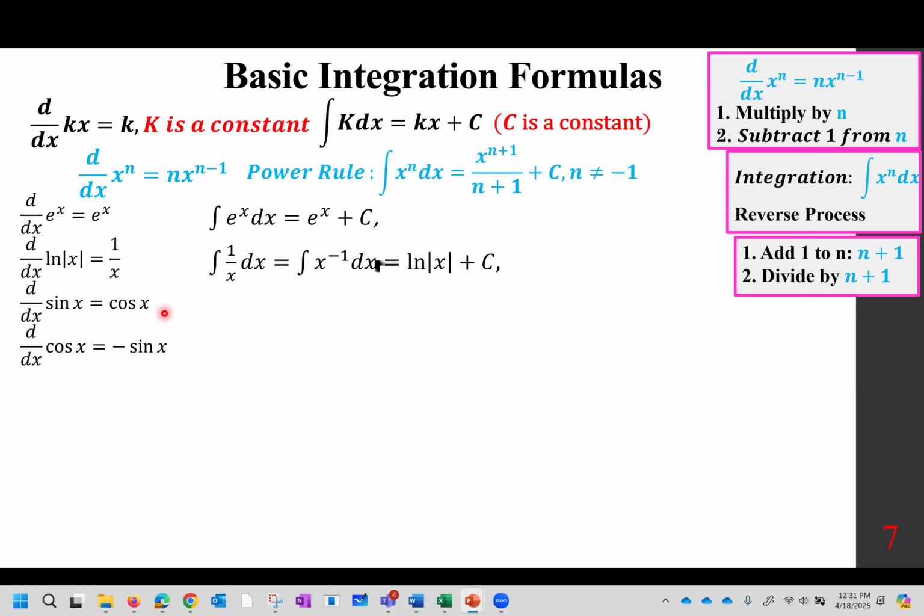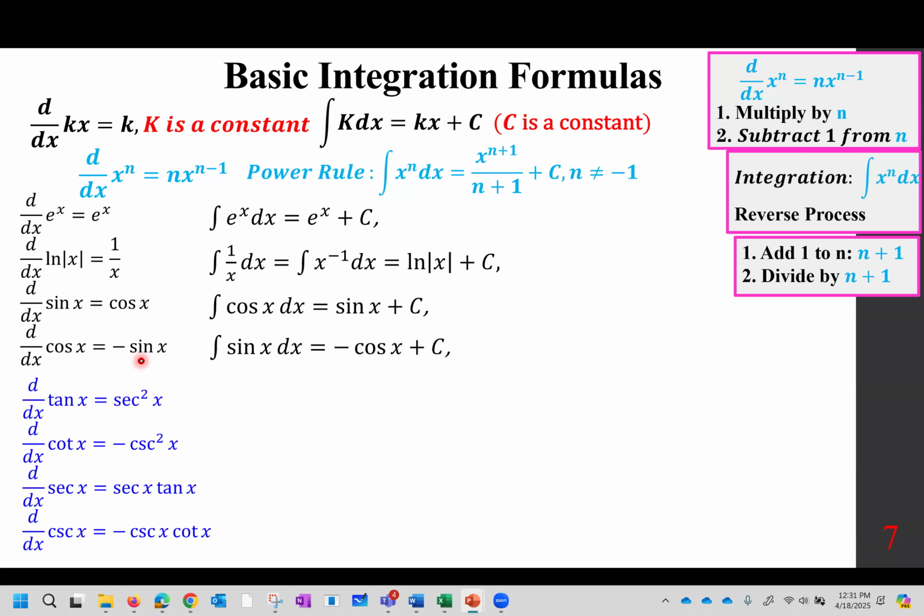I want to go this route. If the derivative of sine is cosine, the integral of cosine x dx must be sine x and a constant. Now, this one I want you to pay attention to. The integral of minus sine x dx is positive cosine x and a constant. So we take the negative to the other side, and we say the integral of sine is minus cosine and a constant. Now, tan gives you secant squared, so the integral of secant squared x dx must be tan x and a constant. Cotangent, the derivative, gives you minus cosecant squared. So the integral of cosecant squared dx must be negative cotangent x and a constant.